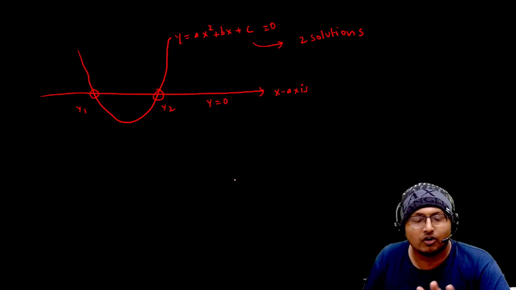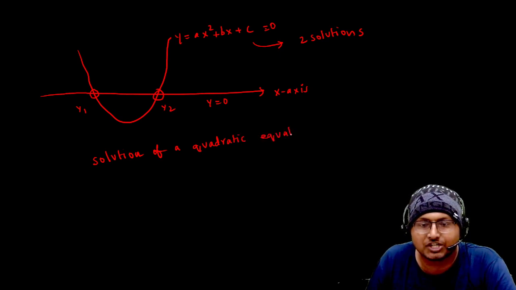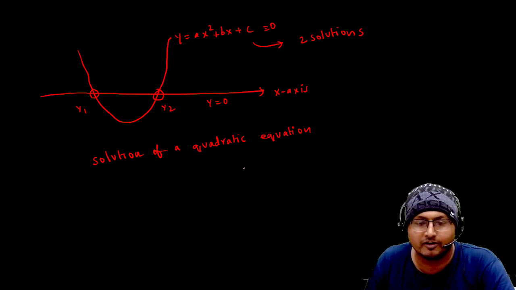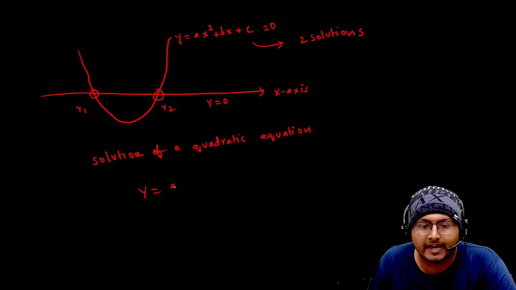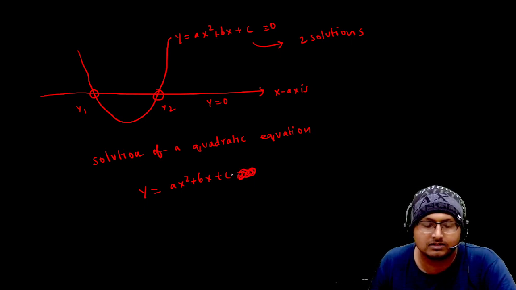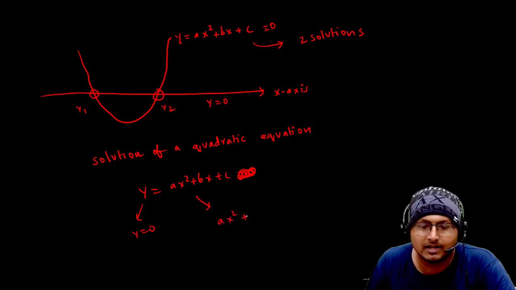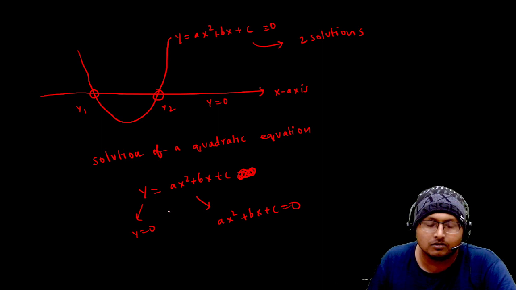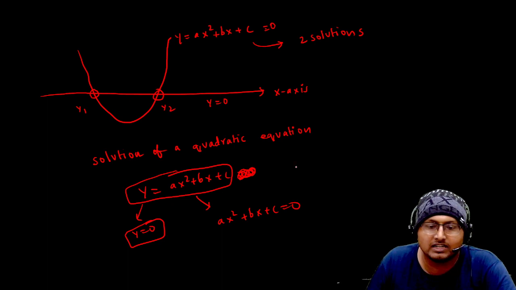So, did you understand what the solution of a quadratic equation gives? Suppose y is equal to ax square plus bx plus c, okay, suppose there is a polynomial. First you have to take y equal to 0. Next you have to take ax square plus bx plus c equal to 0. So where this curve is intersecting with y equal to 0, we will get the solution for this.